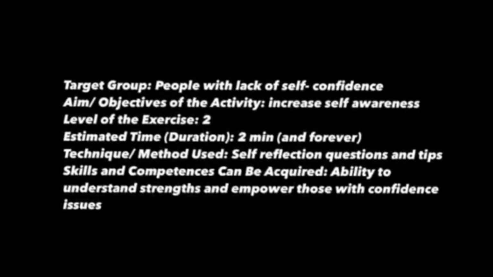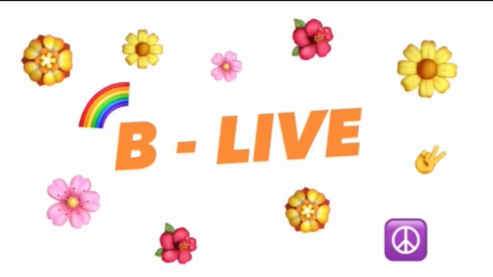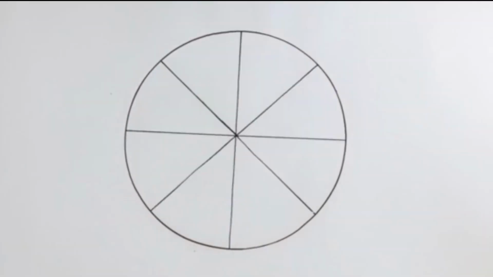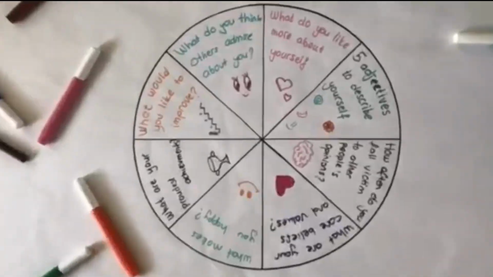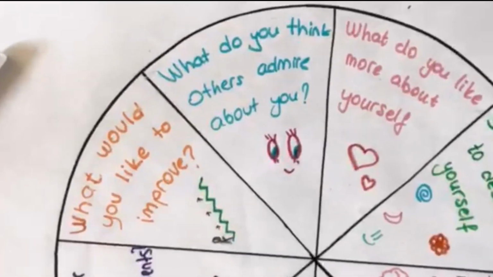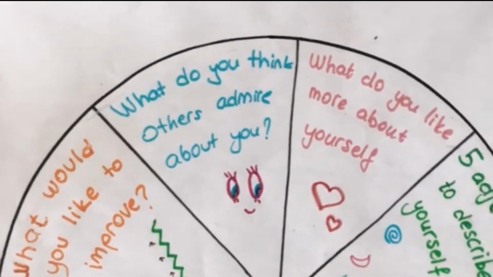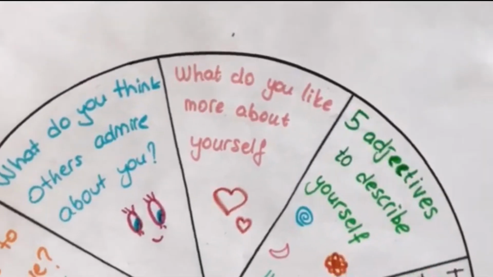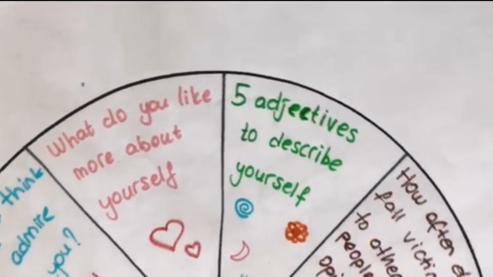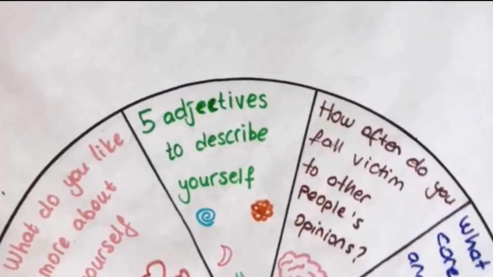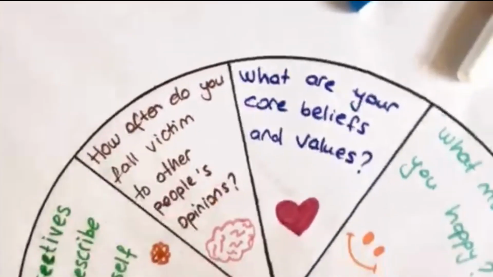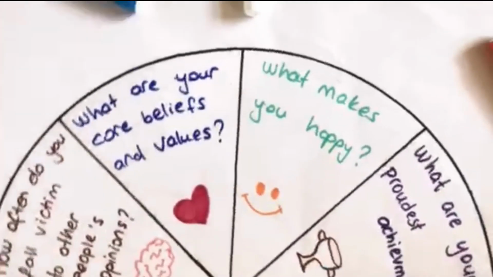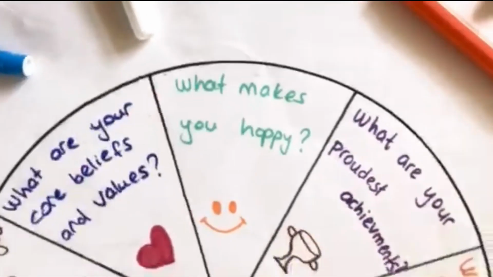The task is to prepare the circle of life. In the circle you put the questions that the participant has to answer. The questions are all about self-confidence. Use questions, for example, like: What do you think others admire about you? What do you like the most about yourself? Find 5 positive adjectives that describe yourself.